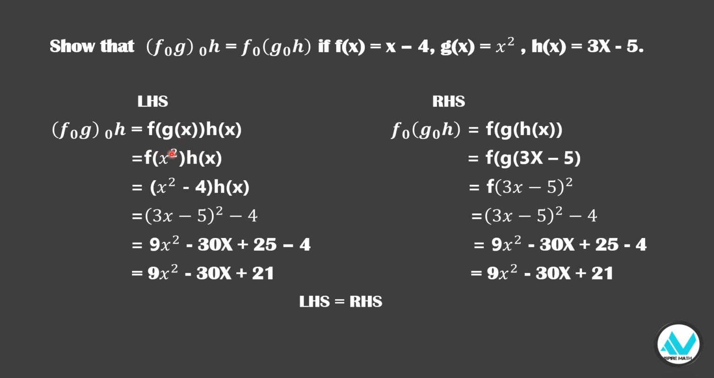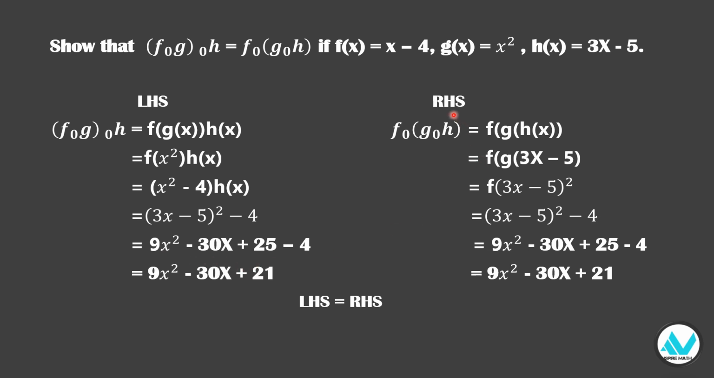Now f of x is nothing but x minus 4. Therefore x square minus 4 into h of x. Now h of x is nothing but 3x minus 5. So in place of x, I am going to put 3x minus 5. So 3x minus 5 the whole square minus 4. Now use the identity a minus b the whole square. So 9x square minus 30x plus 25 minus 4. On further simplification, I get 9x square minus 30x plus 21. This is my LHS. Now come to the RHS.